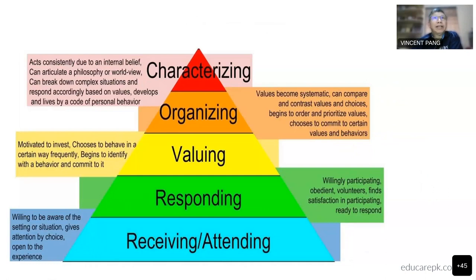These are the five levels in the affective domain. The easiest level is called receiving or attending. Receiving means the student acknowledges that value. The student acknowledges that this value is important.